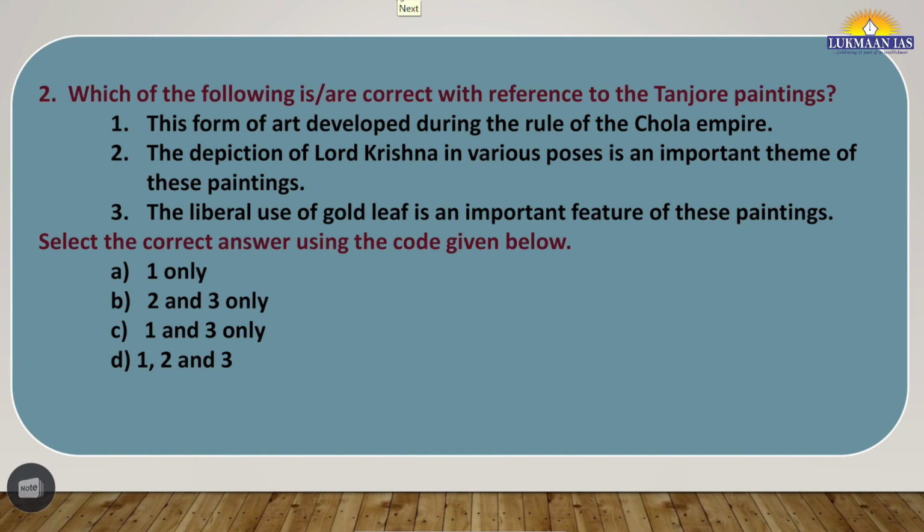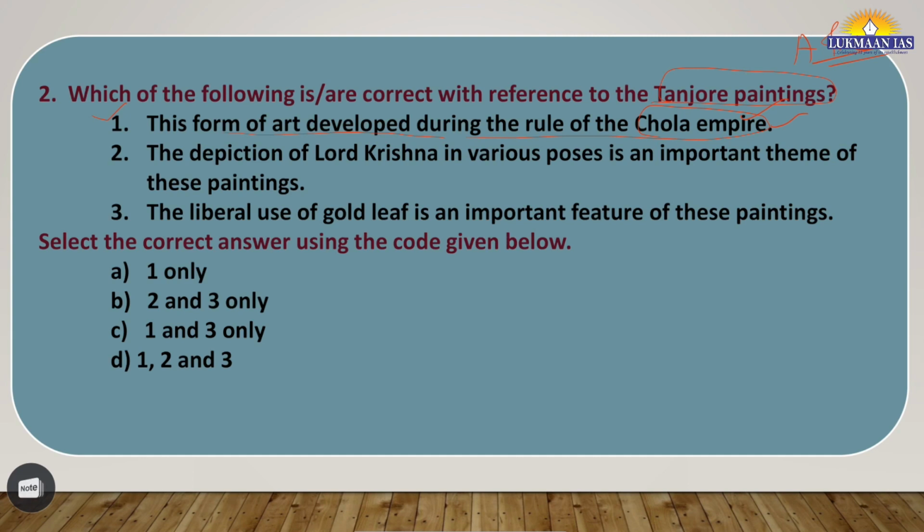So, Tanjore painting. The question is related to Tanjore painting. It is, we can say, art and culture, a very important point that we should be prepared for in the prelims examination. Tanjore painting, we have to identify the correct statement here. This form of art developed during the rule of the Chola Empire. This is a correct statement. Tanjore or Thanjavur paintings.